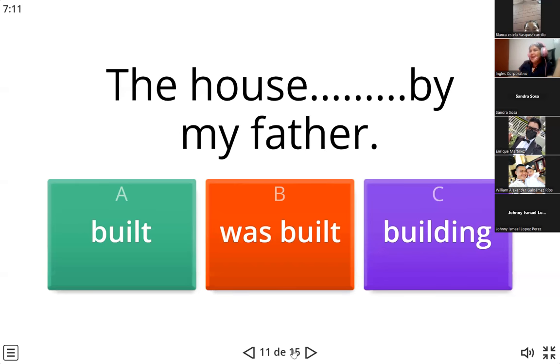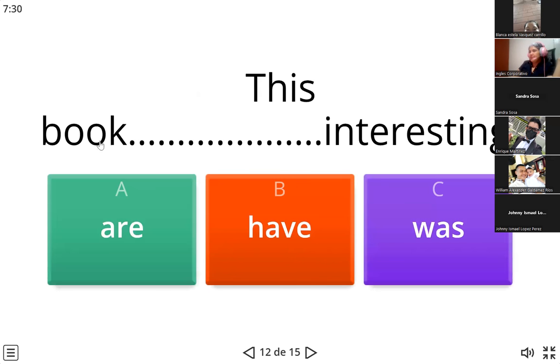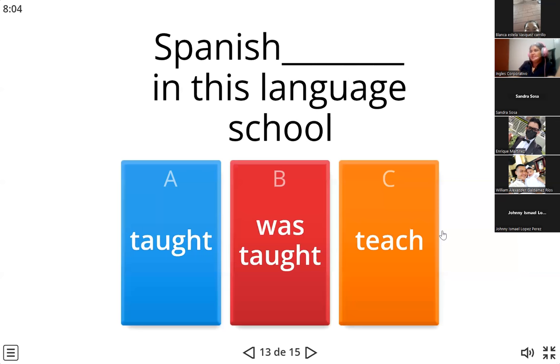Okay, good. The house was built by my father. Okay, very good. This book are interesting, this book have interesting, or this book was interesting. ¿Estamos hablando de un libro o de varios libros? Only one book. So, in that case, this book was interesting, C. Very good. That was in past because it has been already read.